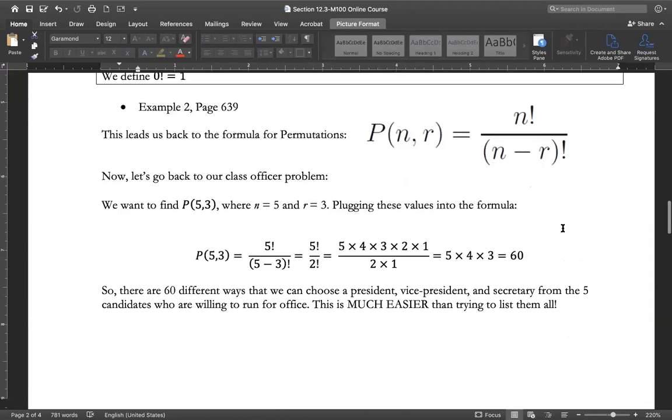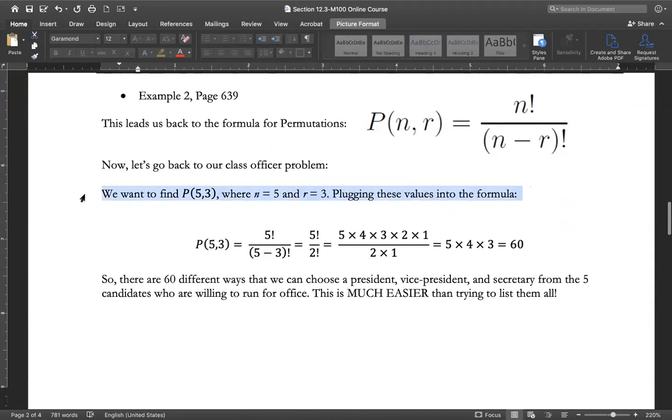So let's go back to our class officer problem that we talked about a little bit earlier. Just as a reminder, we have 23 people in the class. 5 of you have volunteered to run for class office, and there are 3 offices to choose from.